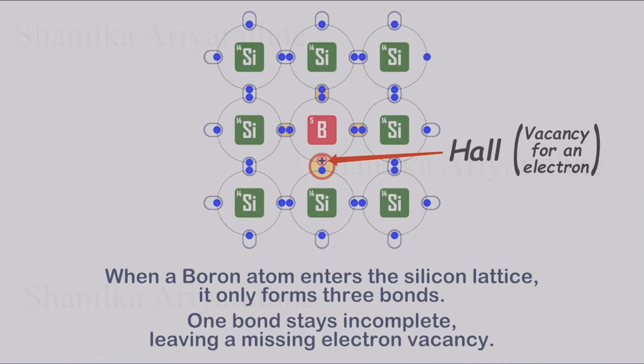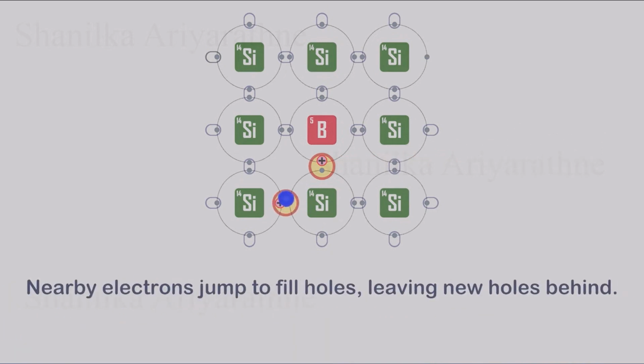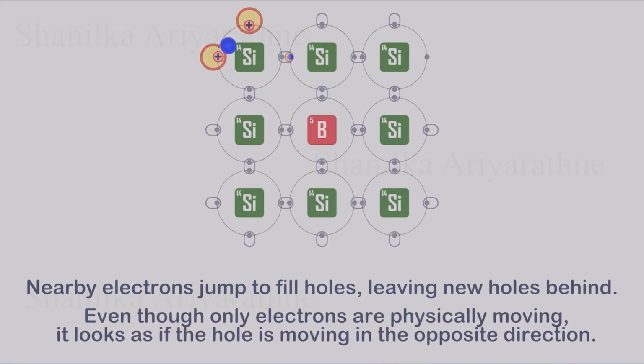But here's an important point. A hole isn't a real particle. It's simply a vacancy, a place where an electron could be. That hole doesn't stay in one spot. Nearby electrons can jump in to fill it, and when they do, a new hole is left behind where the electron came from. So even though only electrons are actually moving, it appears as if the hole itself is moving in the opposite direction.